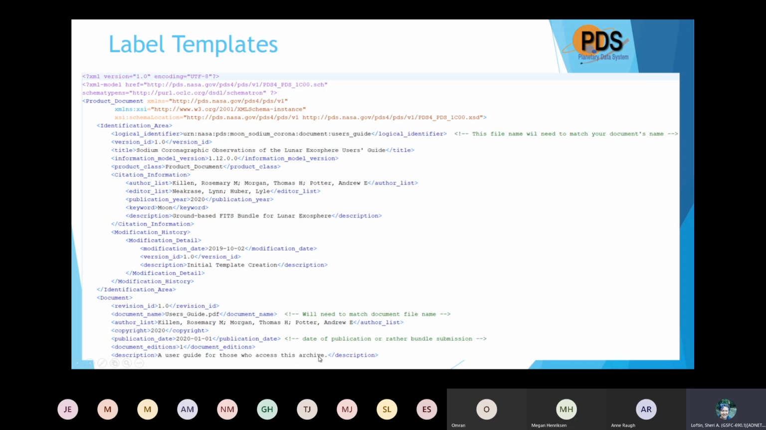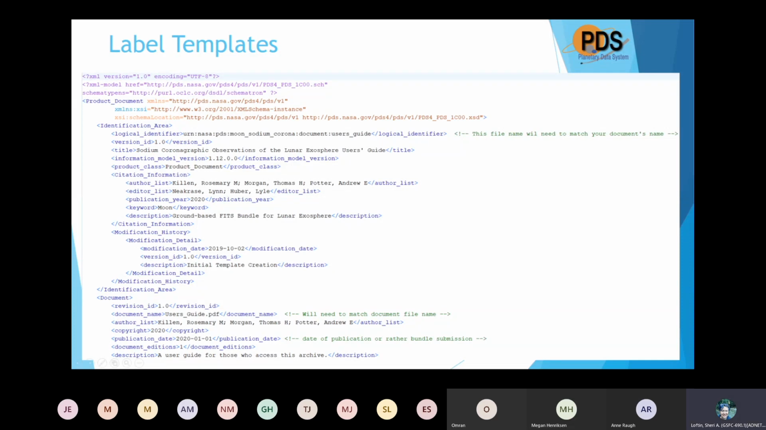This is an area where you can include more keywords to help make this more searchable and more findable by people who need to use, for instance, this user's guide. And there's our logical identifier letting us know what it's looking at. This is not too specific, but it's a pretty good one. So we've got your moon sodium corona, which is pretty descriptive for the bundle, and then it's in the document collection. And this particular document is the user's guide. That's another example of what you can use when you're thinking about creating your LIDs.